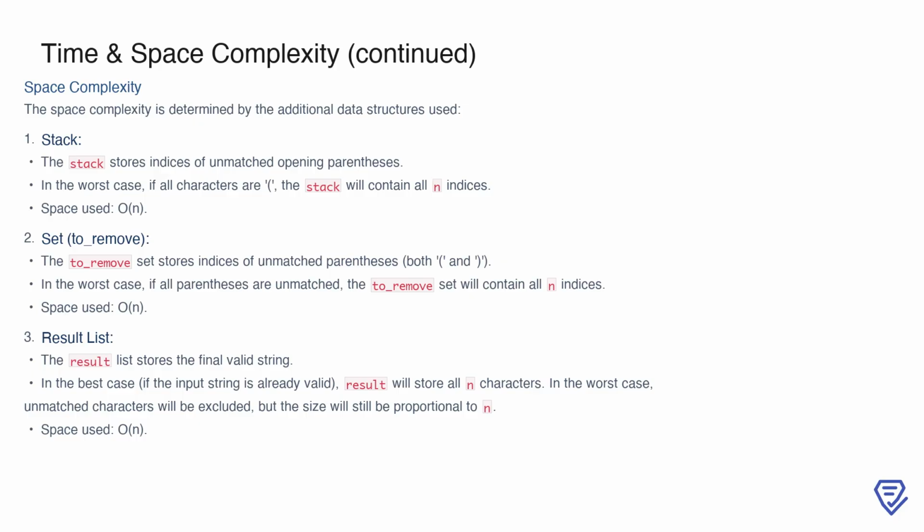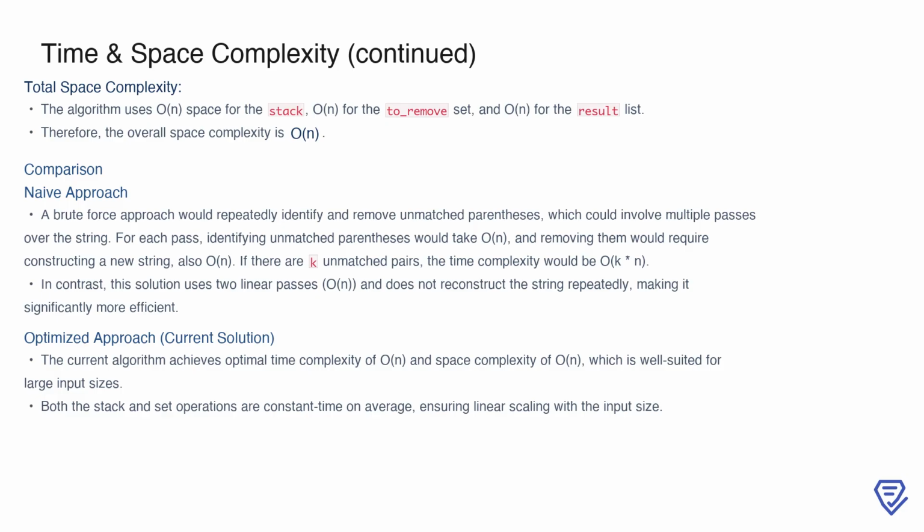Lastly, the result list is used to store the final valid string. Even in the best-case scenario where the input string is already valid, the result list will store all n characters, resulting in O(n) space usage. Therefore, each of these three structures contributes O(n) space, leading to an overall space complexity of O(n). Combining the contributions of the stack, the to_remove set, and the result list, the total space complexity of the algorithm is O(n). This is because each of these structures can grow proportionally to the size of the input string.